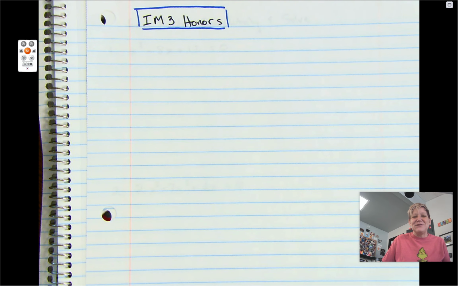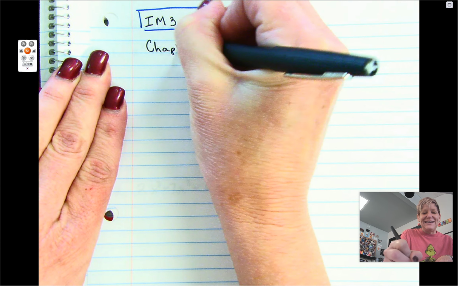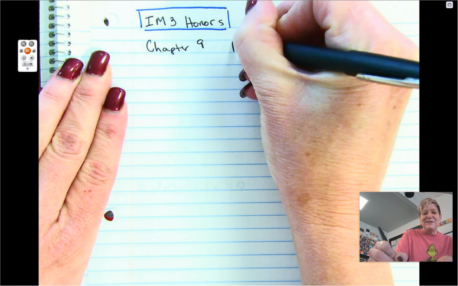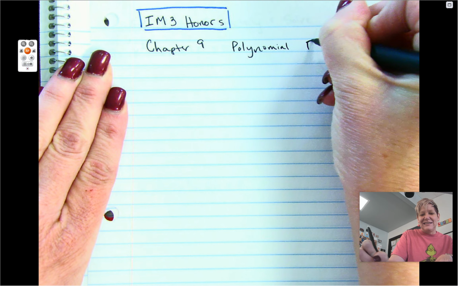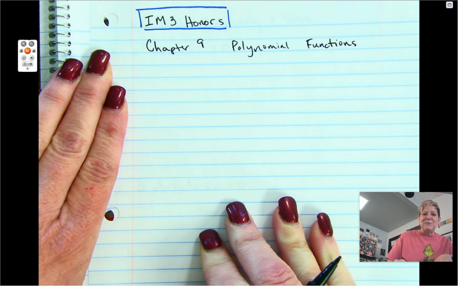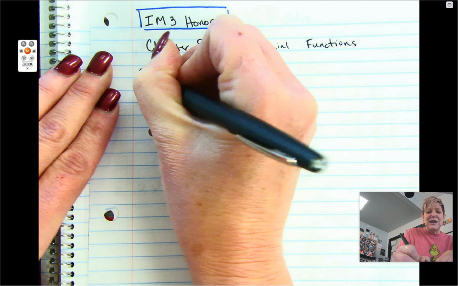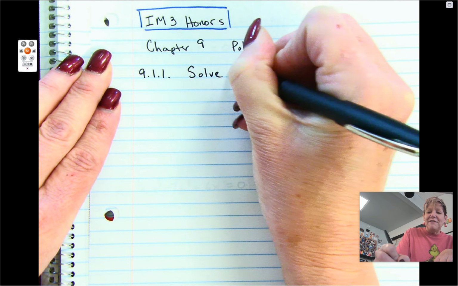We're going to start chapter 9 today. And chapter 9 is about polynomial functions. And so our first day in polynomial functions will be section 9-11, and we will be solving by factoring.